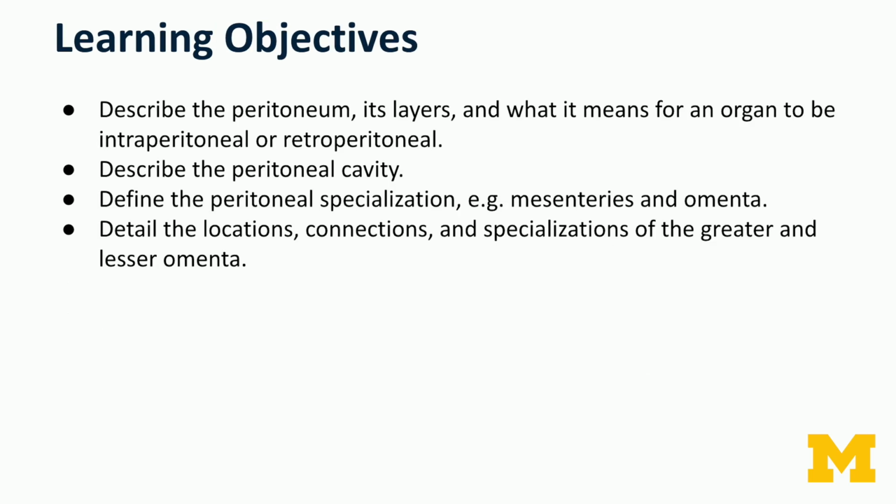So we've discussed the peritoneum, its various layers, and what it means to be intraperitoneal versus retroperitoneal. We've discussed the peritoneal cavity and its contents, its various specializations, in particular mesenteries, omenta, and we've gone into some of the ligamentous details of the greater and lesser omenta.